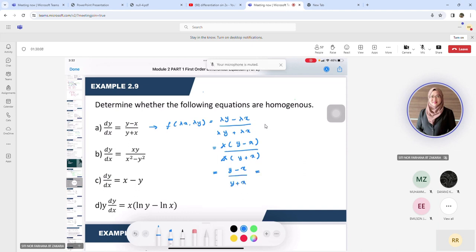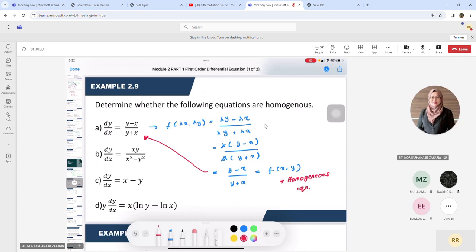It's similar to the original DE. This one is back. So, this is a homogeneous equation. Okay? Faham kah?